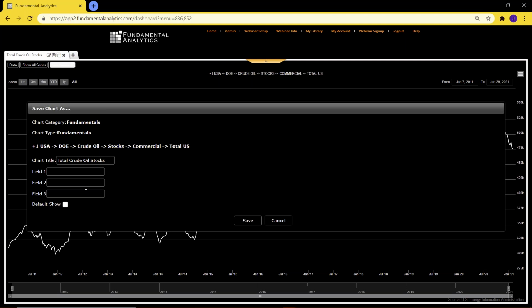One of the things I want to point out here is the default show box. If I were to tick that box, what that means is every time I log into the platform and open it up, this chart will automatically be pulled up and updated to the latest data. So you don't even have to go through the steps. You can save it in the library and then pull it from the library manually, or you can put this default show box ticked, which automatically brings it up whenever you log into the system.